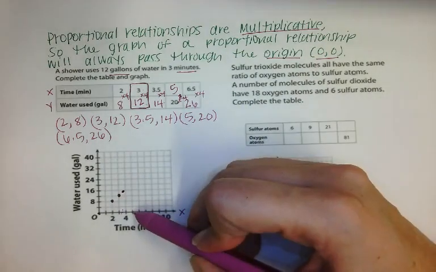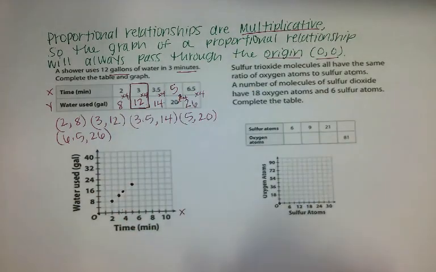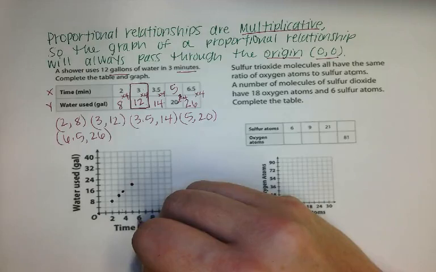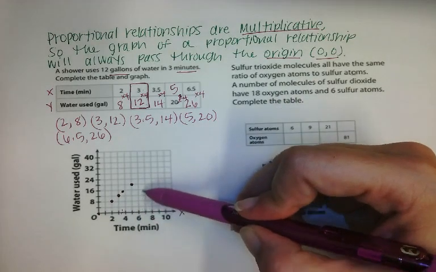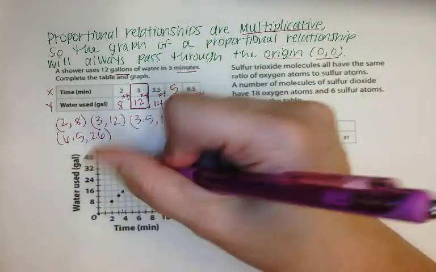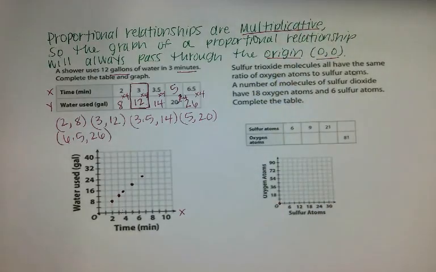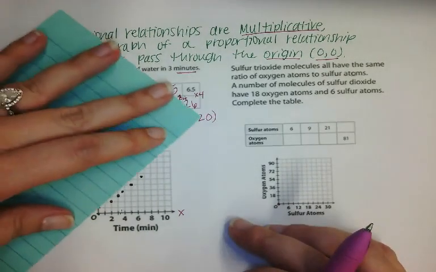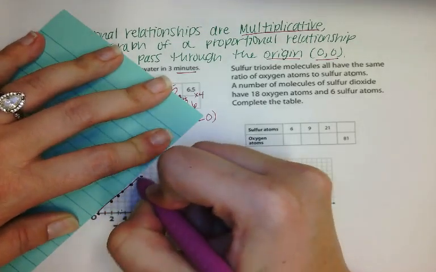Here's 5 on the x-axis and up to 20 on the y-axis. And then 6.5, so here's 6 and here's 7, so 6.5 is going to be in between, and then up to 26 on the y-axis. And if I connect those, I am going to get a line that passes through the origin.